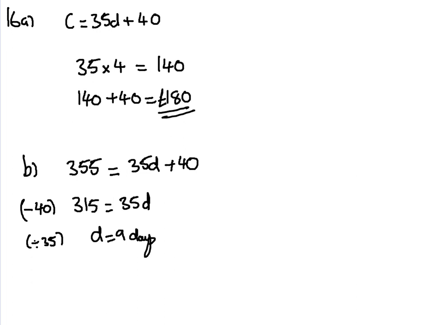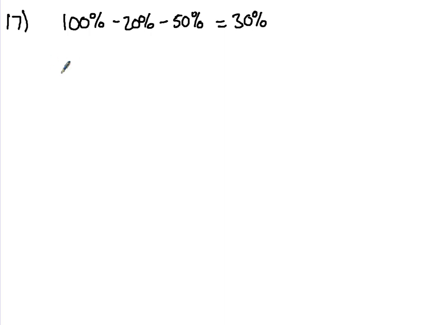Question 17. Noah has some marbles. He gives Kira 20% of his marbles, Ali 50% of his marbles. Noah has 18 marbles left. How many marbles did he have to start with? So we know that he starts with 100% of marbles. So if we take off the 20% and the 50% he gave away, then we are left with 30%. Now we know 30% is worth 18 marbles.